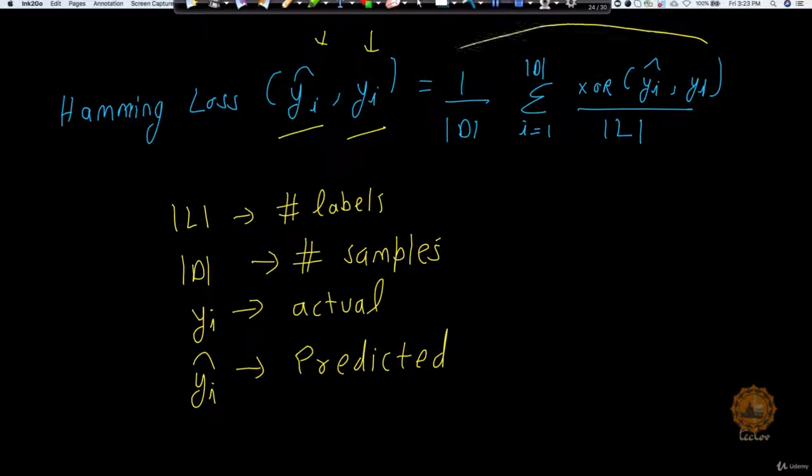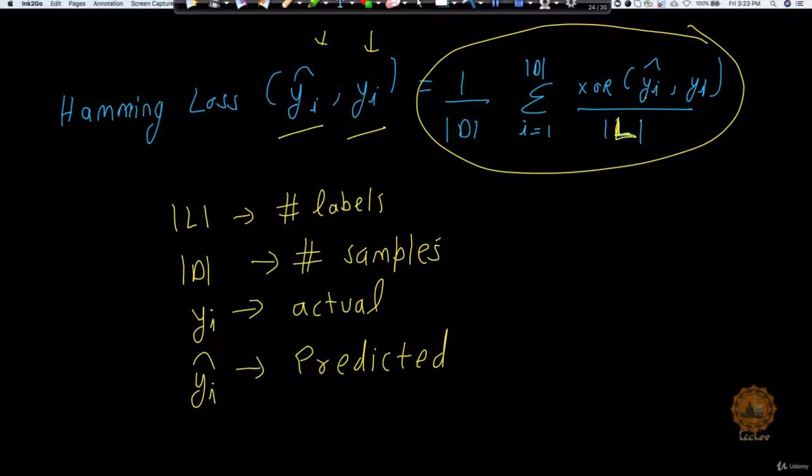The formula for it is going to be this: 1 divided by the number of data set samples. Basically, this d length means the total number of samples, how many total rows you have. Then here we are computing the XOR value for my prediction as well as my real output. And this is the length of L, which means the total number of labels we have.